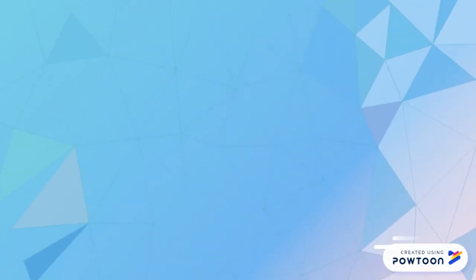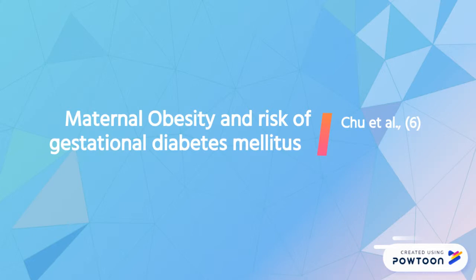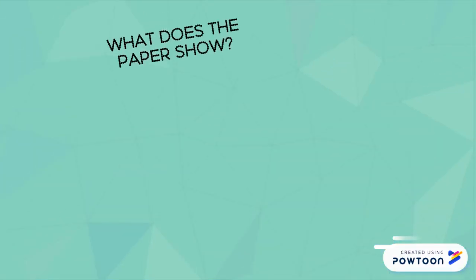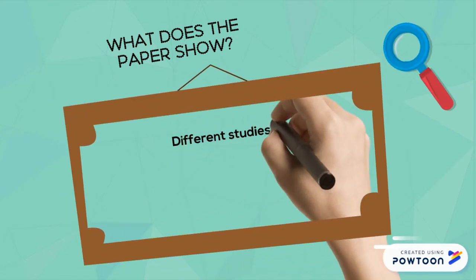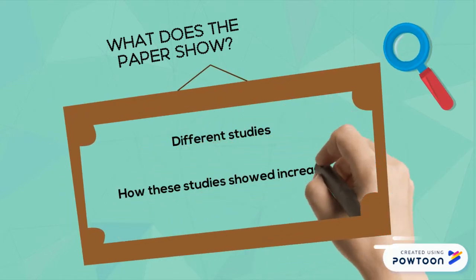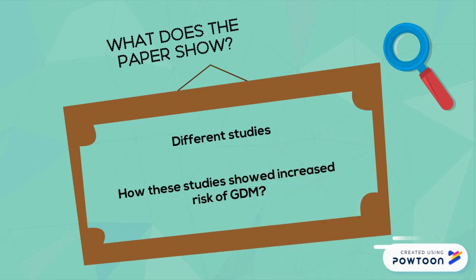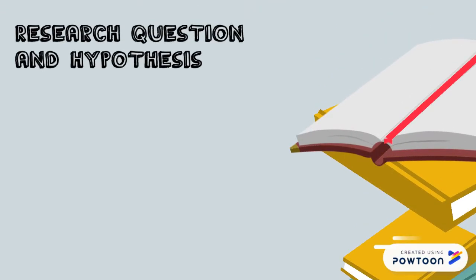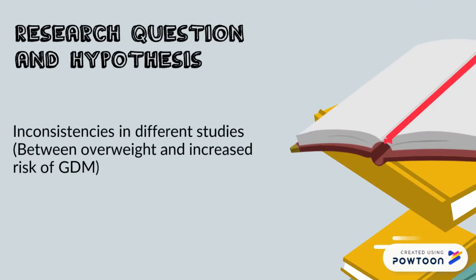The research paper I'll be focusing on today is "Maternal Obesity and the Risk of Gestational Diabetes Mellitus." This paper portrays information about different studies and how these studies reported increased risk of gestational diabetes among overweight and obese women compared with those of normal weight. There seem to be many inconsistencies between different studies in the connection between overweight and increased risk of gestational diabetes. Therefore, the aim of this paper was to conduct a meta-analysis to better estimate the risk by exploring different studies.